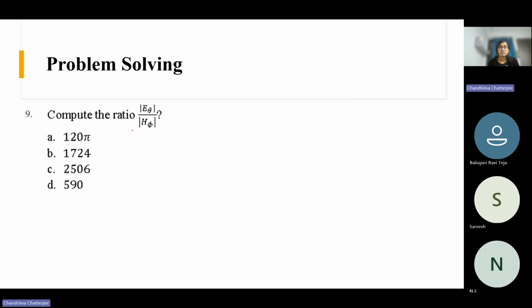Okay, let's see the next question. Compute the ratio E theta by H phi, the ratio of the magnitudes. E theta we already calculated in the last question. E theta was 991 angle minus 60 degree. Okay. Now calculate H phi.